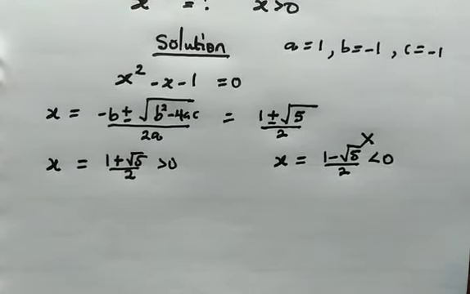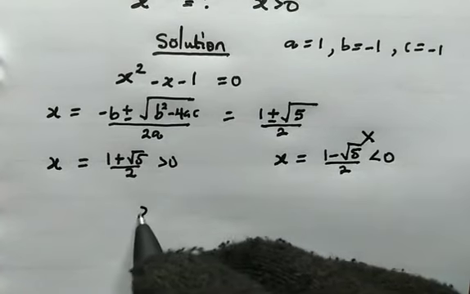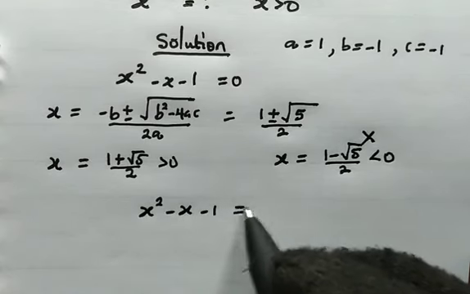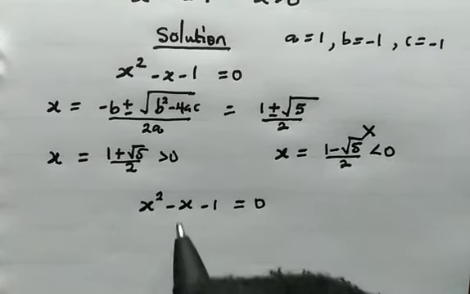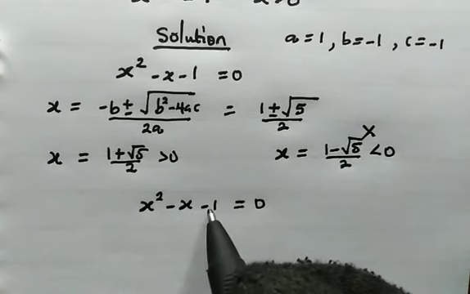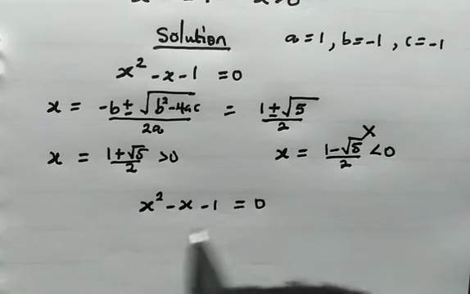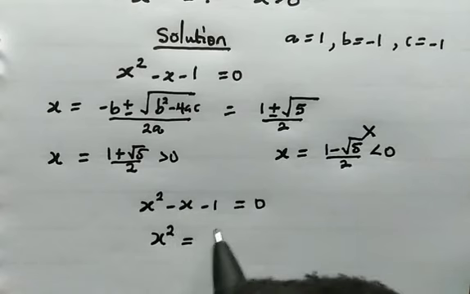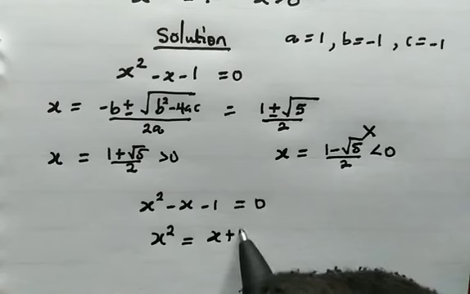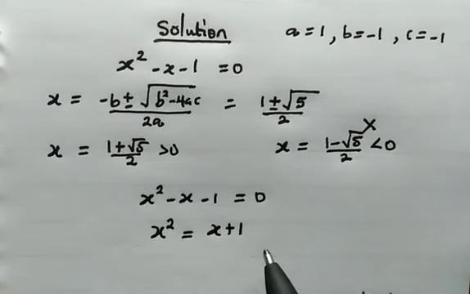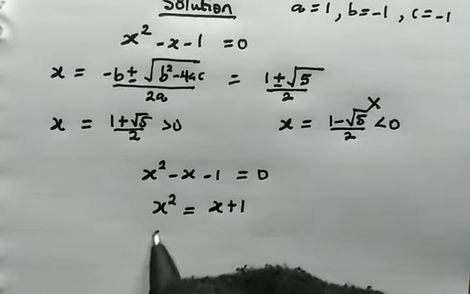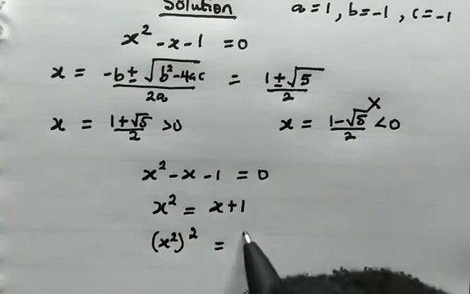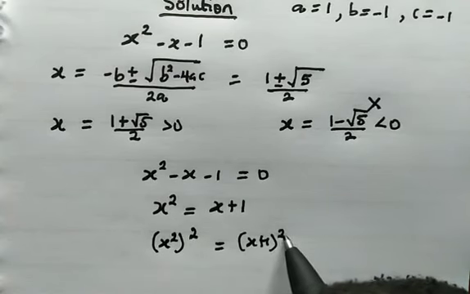Now, from the given equation, we have x squared minus x minus 1 equal to 0. Now, negative x minus 1, let's take it to the other side. So here we have x squared is equal to, the signs will change, so we have x plus 1. Now, from here, let's square both sides of this equation. We have x squared squared. This will be equal to x plus 1 squared.